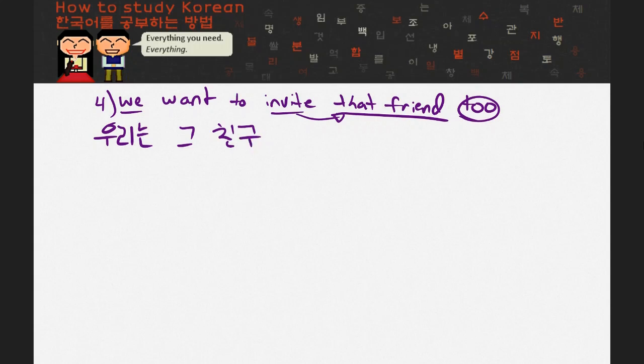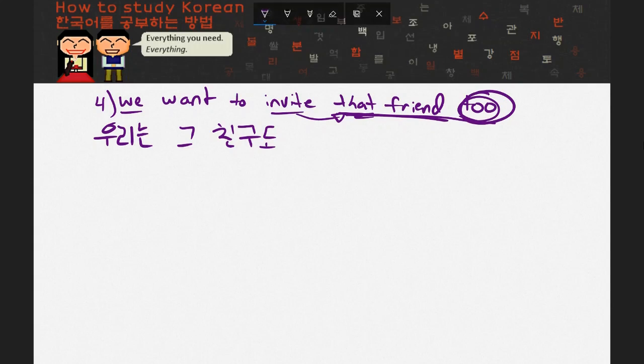So right now I have that friend, but I want to indicate that I want to sort of invite maybe some other friend and some other friend, but also this friend or that friend too. And if I want to do that, I have to put 도 on here. So this part here, 그 친구도, is that friend too.